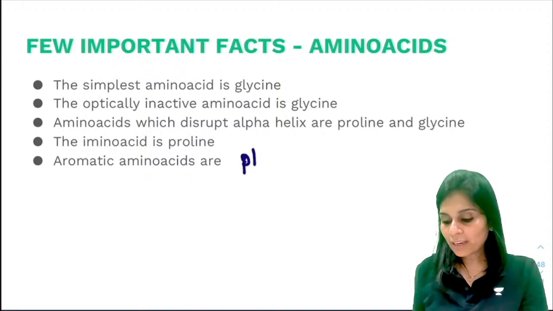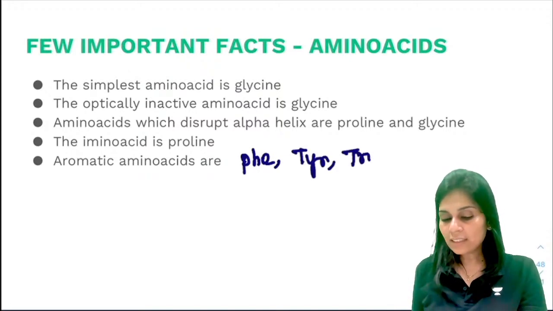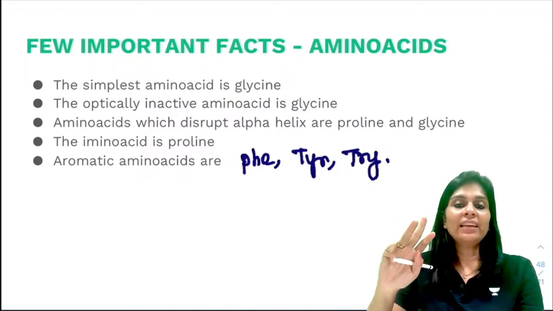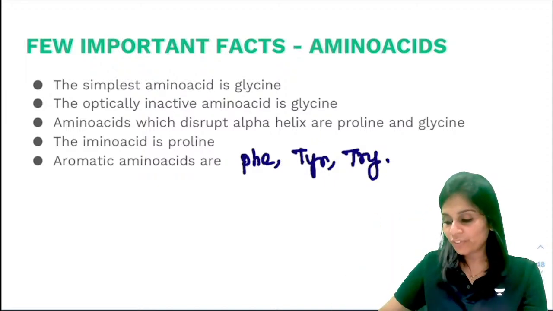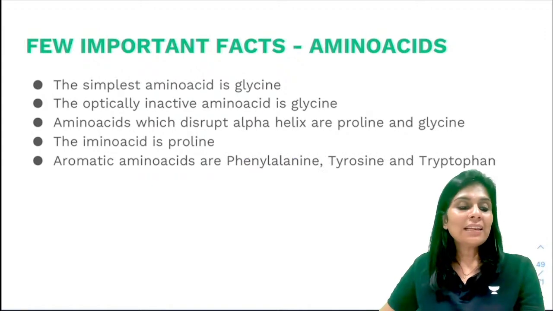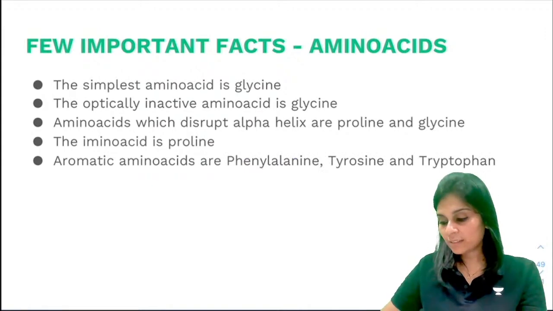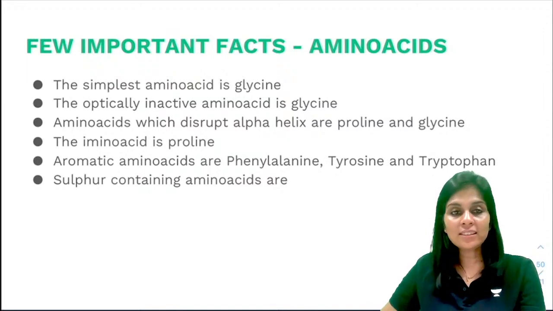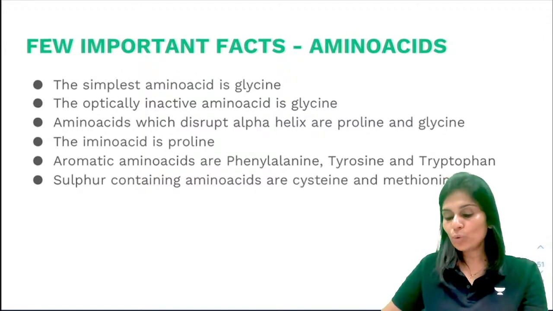The 3 aromatic amino acids are phenylalanine, tyrosine and tryptophan. Now, what are the sulfur containing amino acids? I told you when we started the session. It is cysteine and methionine.